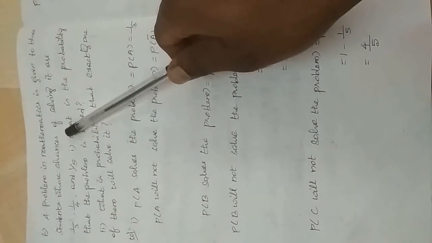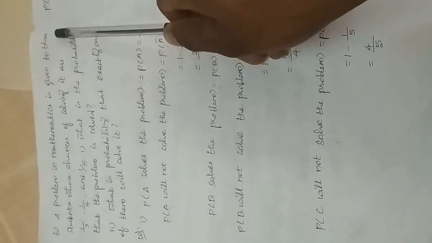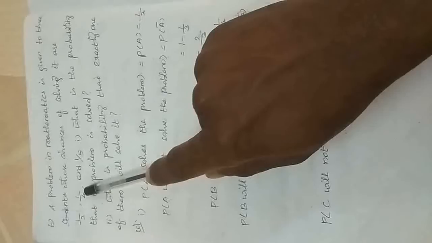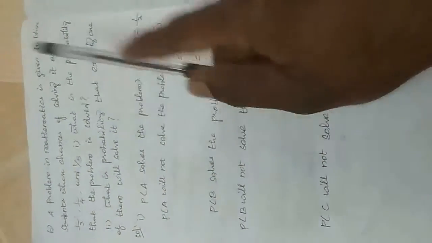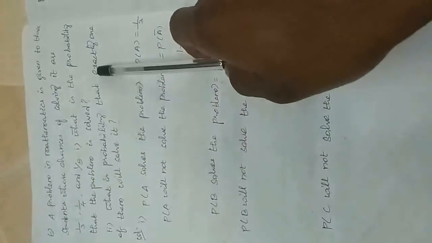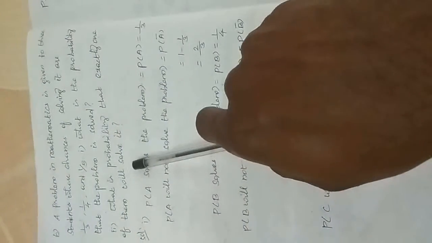Thank you. Now question number 6. A problem in mathematics is given to 3 students whose chances of solving it are 1 by 3, 1 by 4 and 1 by 5. What is the probability that the problem is solved? Second, what is the probability that exactly one of them will solve it?